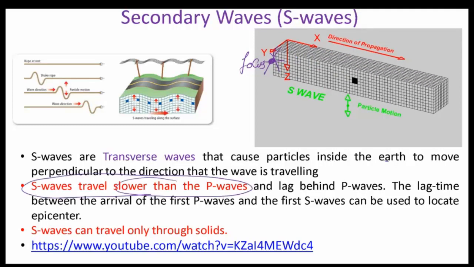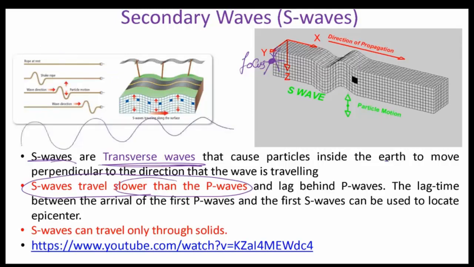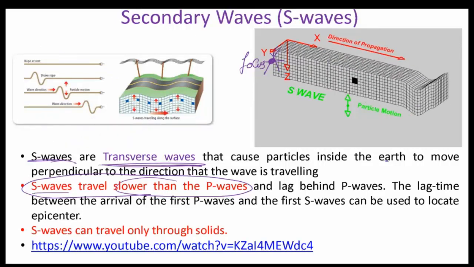The S wave is a kind of transverse wave. A transverse wave is like the wave in a rope or in a string. Up and down, that's like a wave in a certain string. So the S wave is slower than the P wave. What else? The S wave can move through solids only. It cannot move through liquid.